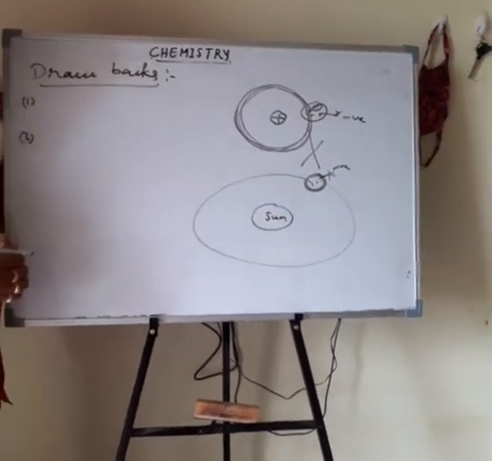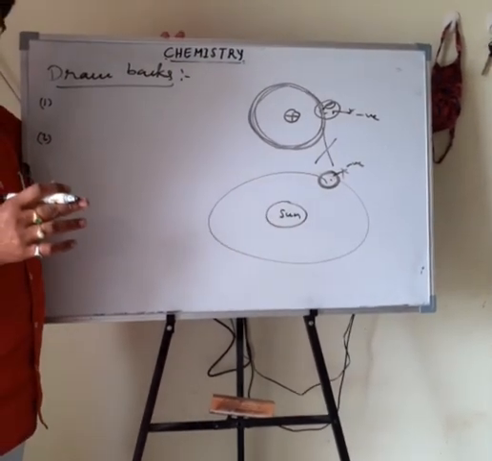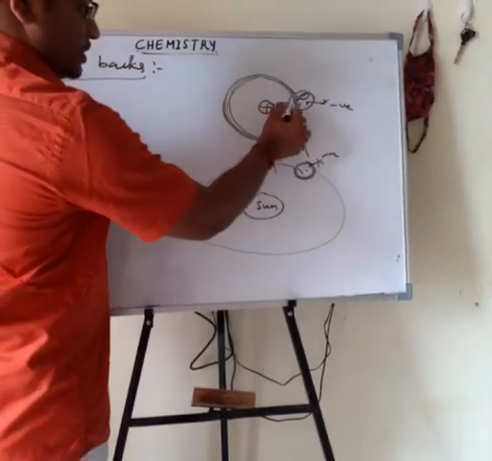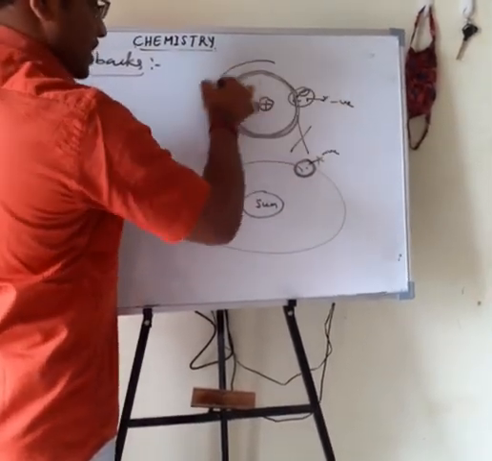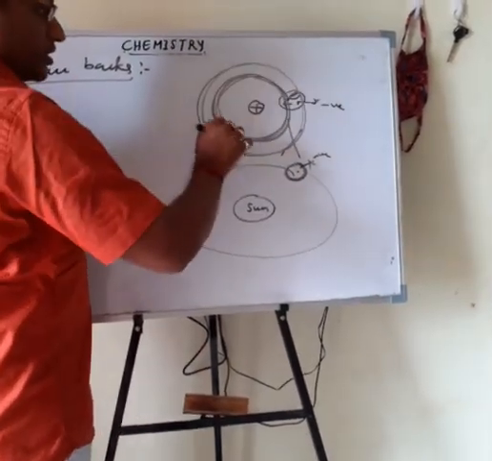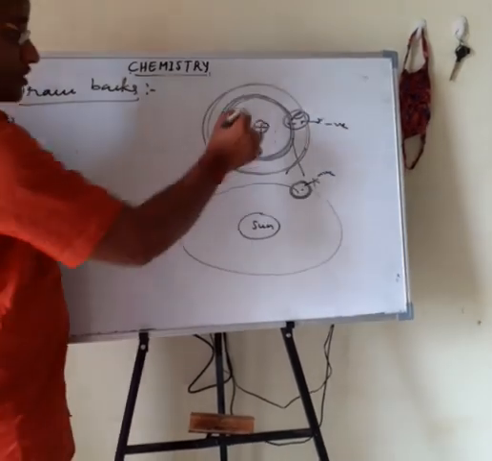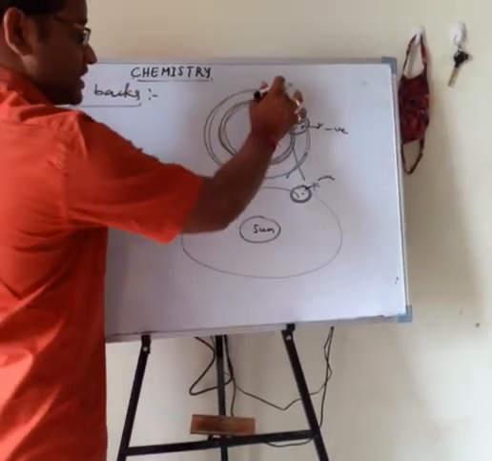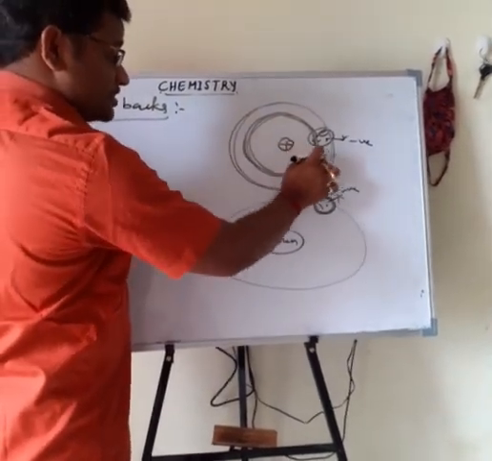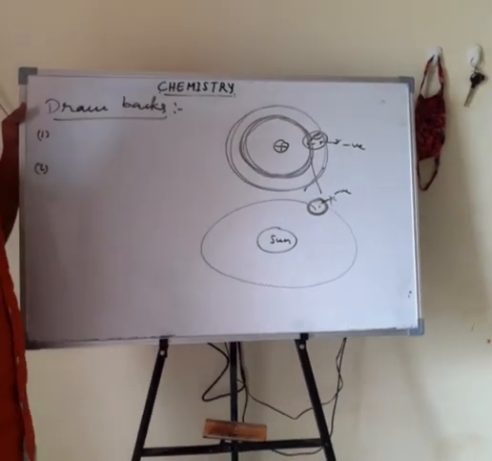Then the second drawback: it fails to explain the distribution of the electrons around the nucleus in various orbits. For example, this is one orbit, this is another orbit, and like that one more orbit is there. So in these orbits, how are the electrons distributed? How many electrons does the first orbit contain? How many does the second orbit contain? How are these electrons distributed around the nucleus in these circular orbits? That is not explained by Rutherford. That is the second drawback.